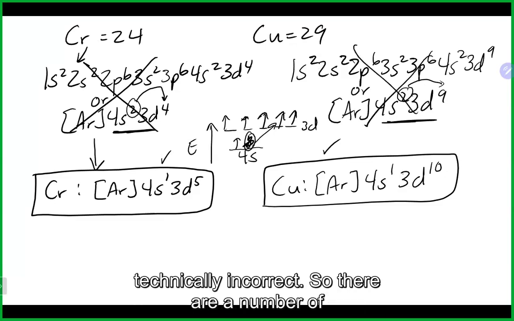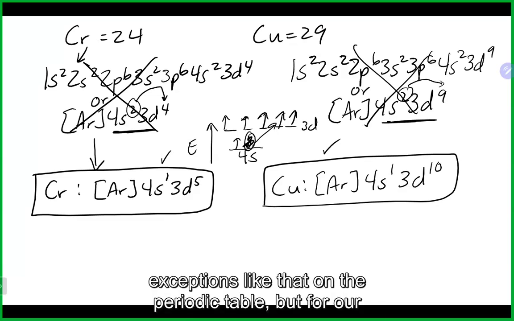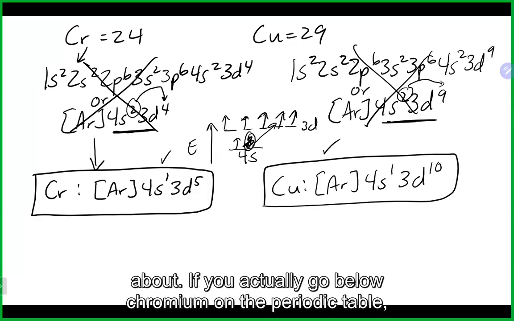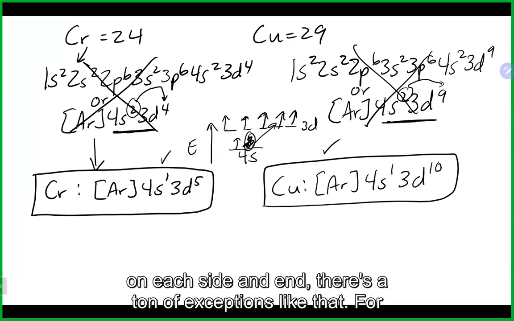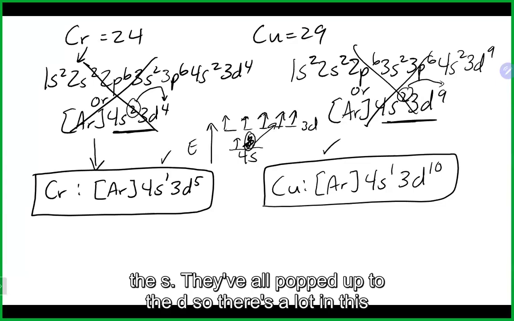So there are a number of exceptions like that on the periodic table, but for our class, it is just chromium and copper that you need to worry about. If you go below chromium on the periodic table and below copper, going down on each side and in, there's a ton of exceptions like that. For example, silver is an exception. Pd actually has no electrons in the S. They've all popped up to the D.